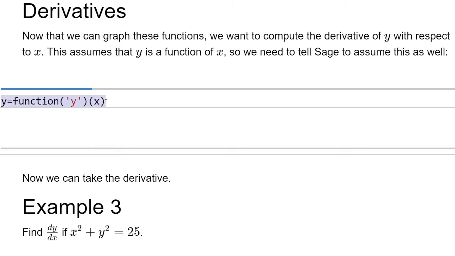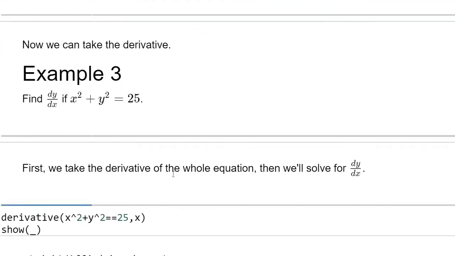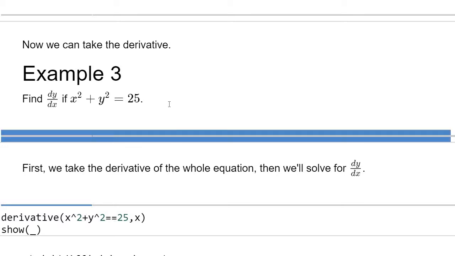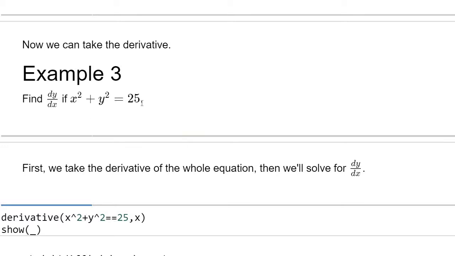You can just copy and paste this into your assignment. This is the syntax. You've got to get it exactly like this. It's the same every time. So this tells it that y is a function of x. Now we can take the derivative using the regular derivative command. So here's our circle. I want to find the derivative of y with respect to x.